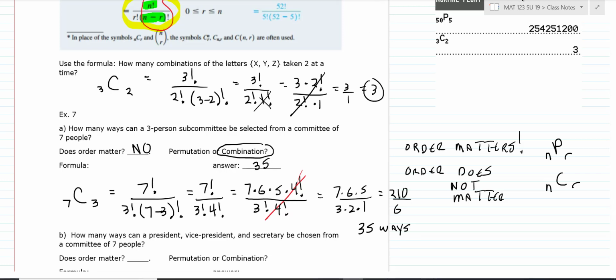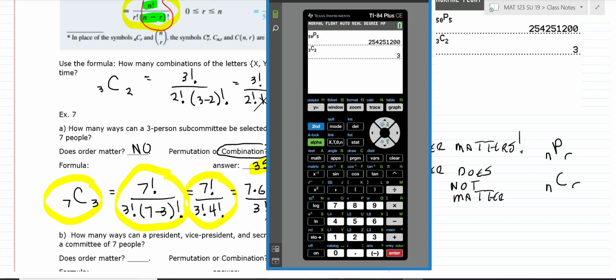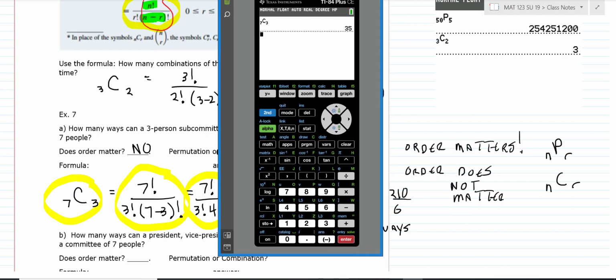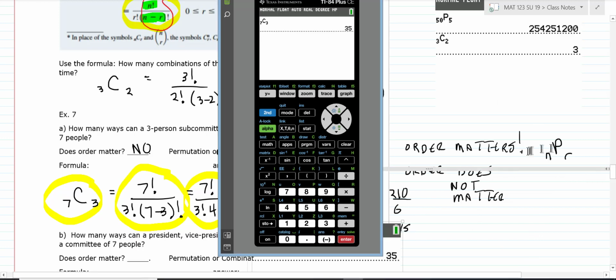Okay? And again, what I want you to do is to be able to write that down, and then just go to your calculator. Without going through all this, I'm perfectly fine if you just do the rest like this. You could just go 7, math, probability, option 3 is a combination, taking 3 at a time, and there's your answer. All right, so there's 35 ways to put that together.